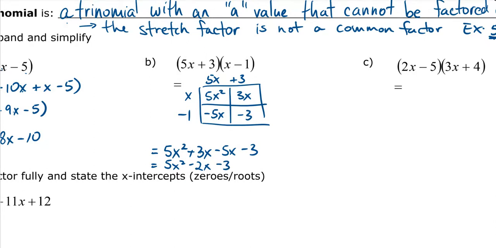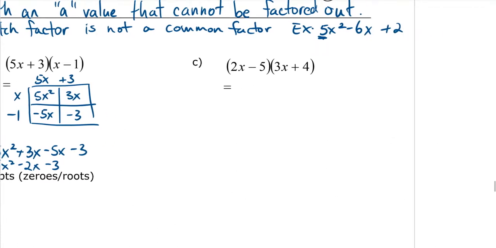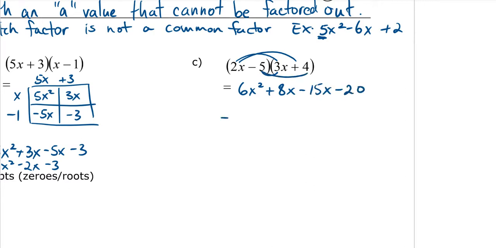Okay, and similarly for this one, if you expand it using the distributive property: 2x times 3x is 6x squared. 2x times 4 is 8x. Minus 5 times 3x is minus 15x. And minus 5 times 4 is minus 20. Simplifying gives us 6x squared minus 7x, because 8 minus 15 is minus 7, and we have minus 20.